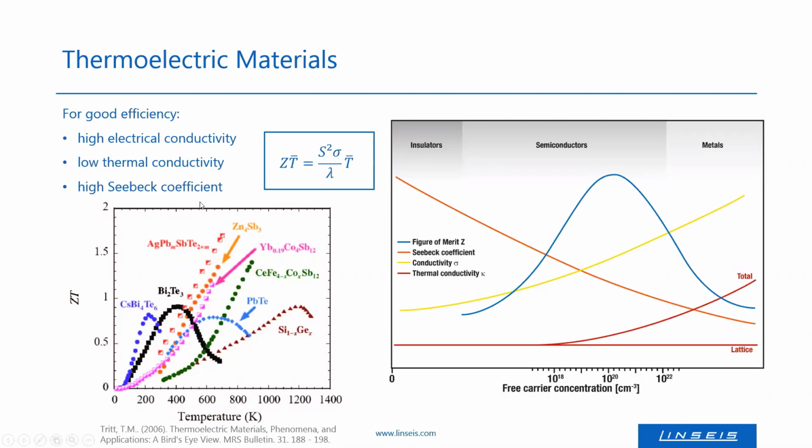And here on the lower left of the slide, you can see a few examples of thermoelectric materials with their figure of merit in dependence on temperature. Here, for example, you can find bismuth telluride, which is a well-known thermoelectric material. And for example, an alloy of bismuth telluride, one can find here zinc antimony or silicon germanium.